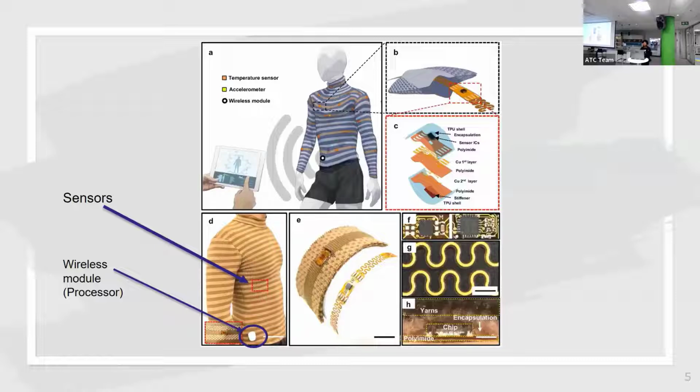This wireless module is able to transmit this data to any monitoring device, server, or a cell phone, or anywhere. As you can see over there, there's a person who's carrying a tablet. So they're able to monitor the person's temperature as they move about.